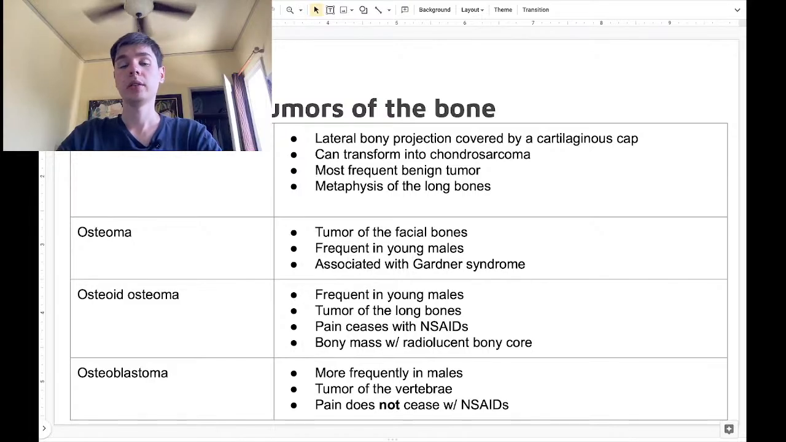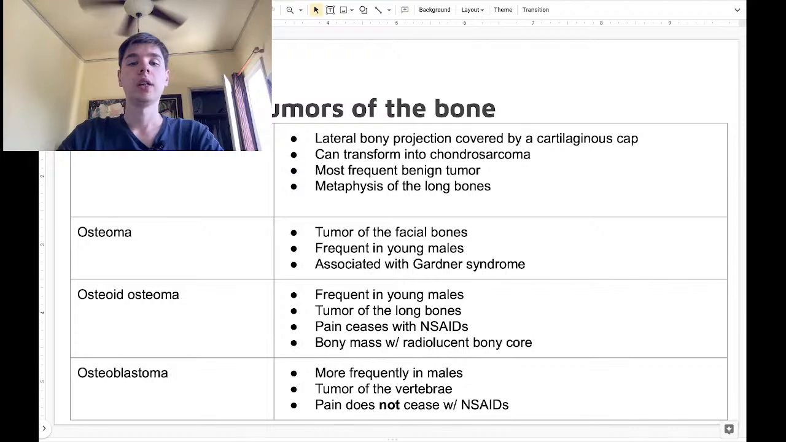The osteoma is a tumor of the facial bones. It is frequent in young males, and it is associated with Gardner syndrome. This is why the patient's father had adenomatous polyposis, familial adenomatous polyposis.